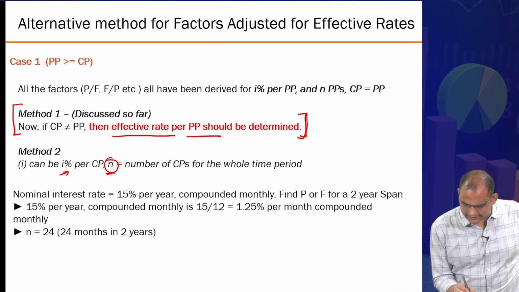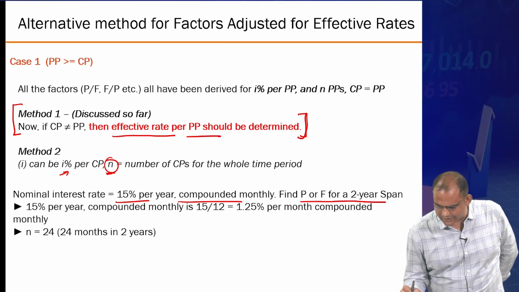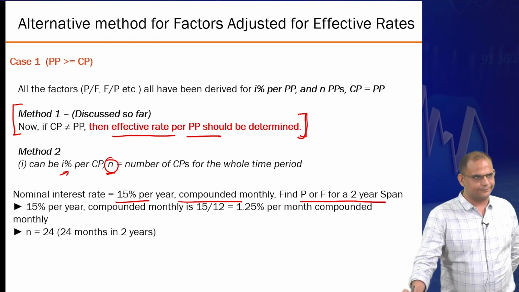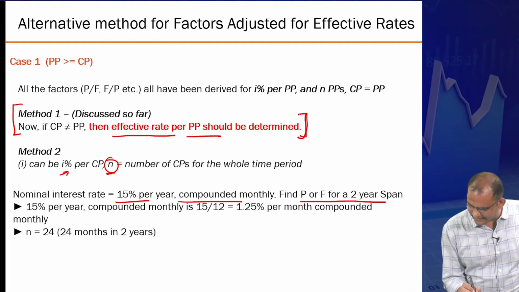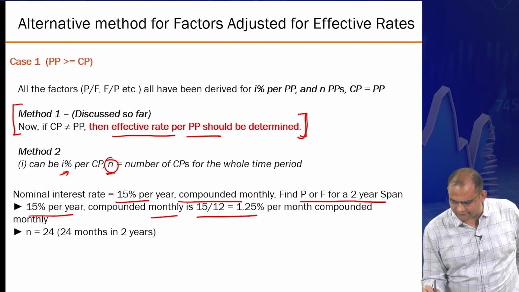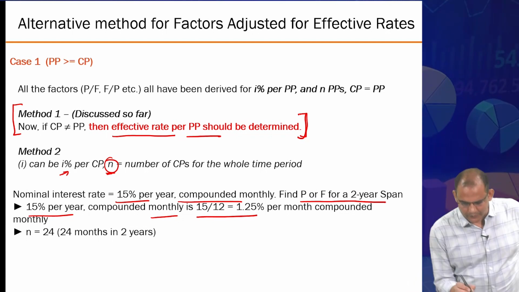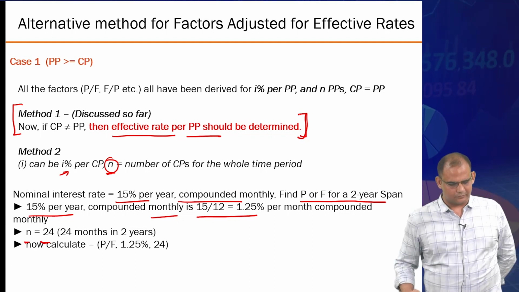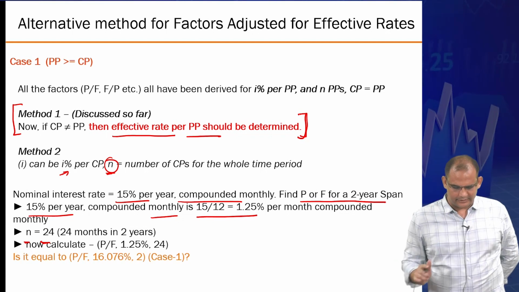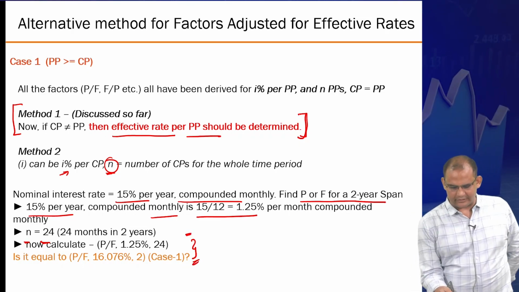Suppose there is a formula here. This is 15% per year compounded monthly. Your original question was to find for a 2-year span. So what we had done is 15% per year compounded monthly, you get an answer of 1.25% per month compounded monthly. Now you convert n to 24. This is it equal to, this is the one we calculated.